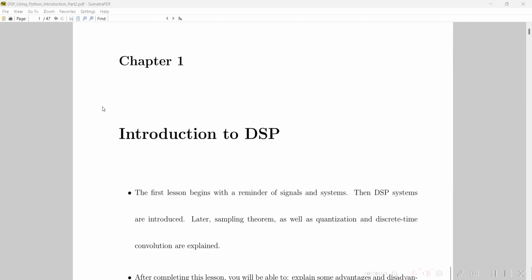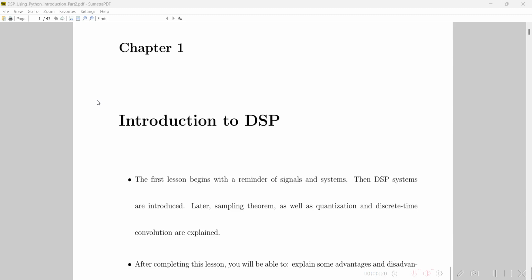Hello, everybody. We want to continue the discussion started related to digital signal processing using Python. Now, chapter 1 is started. The goals of chapter 1.